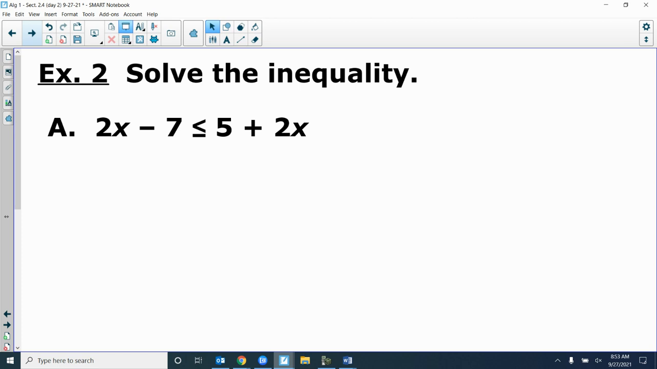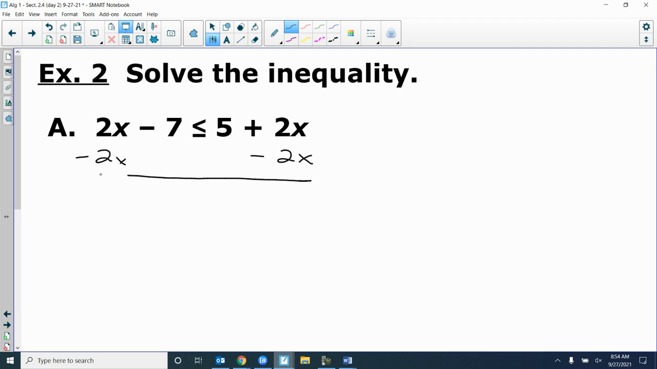Now we're going to run into something here. 2x minus 7 is less than or equal to 5 plus 2x. All right, first step. Ryan, what do you think? Subtract 2x. Now, when I subtract 2x, Ryan, can you tell me what to write starting on the left? -7 is less than or equal to 5. Okay, what happened to the 2x's? What's 2x minus 2x equal?